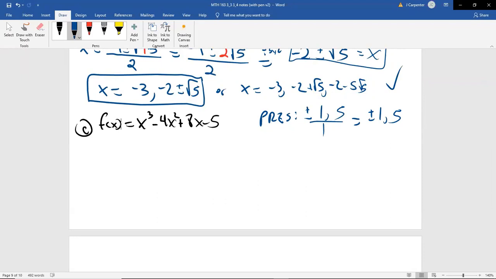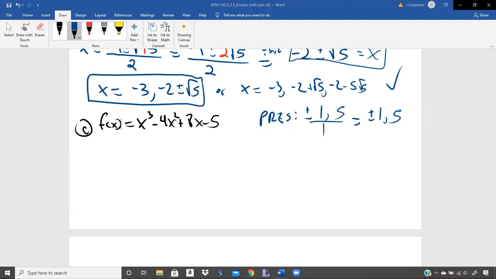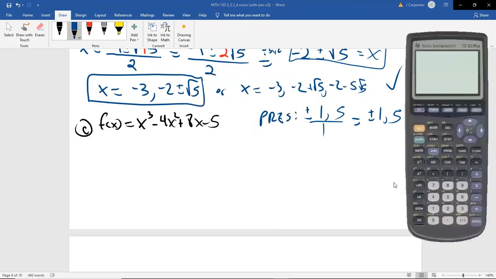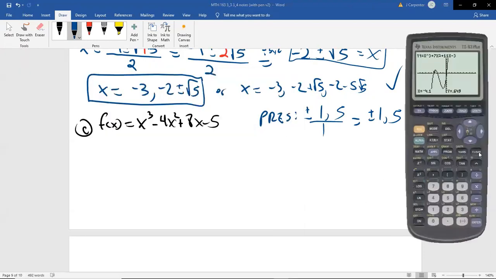So again, you could go ahead to your calculator and find one that automatically works. In fact, I'll show you that. Or I just start with the 1, then the -1, then the 5, then the -5. But let's say you are the student just using the calculator as an assistant, not doing everything for you. So x cubed minus 4x squared plus 8x minus 5. Go to graph.